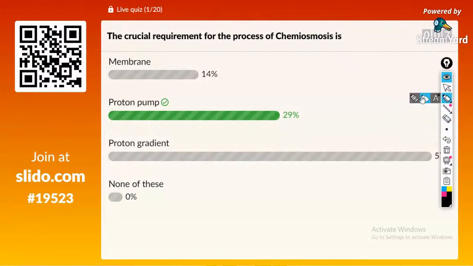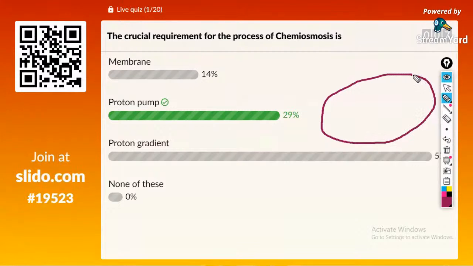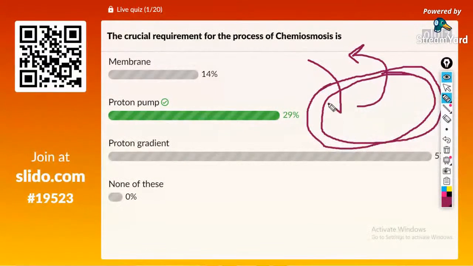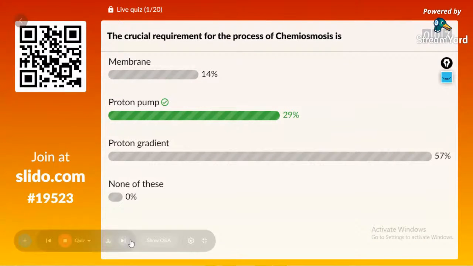Please make sure that you listen to the explanation. Guys, this is a membrane, outer membrane and inner membrane. The H plus have either to be pulled out or they have to be pulled in. This should be made possible with the help of a proton pump. Okay, second question on the screen.